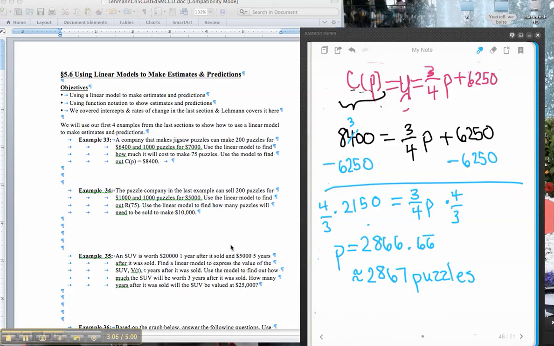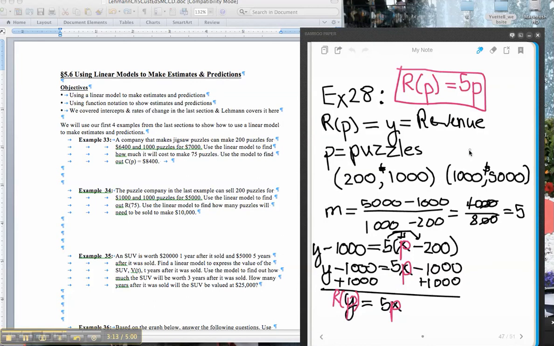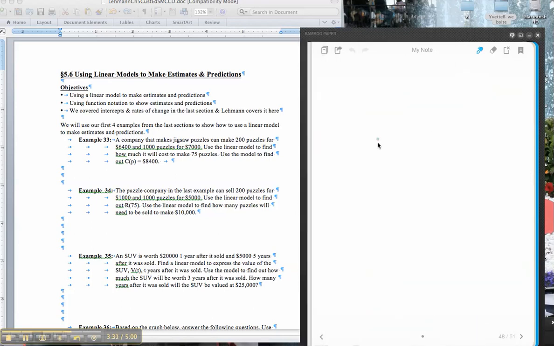And next we'll do example number 34, which will be a repeat of our example number 28, in which we found that the revenue for these puzzles was going to look like 5P. And you can see that this is correct because when we put in P equals 200 puzzles, we get 1,000 out. And so now, moving on from that one, it says use the linear model to find out how many puzzles will need to be sold to make $10,000.